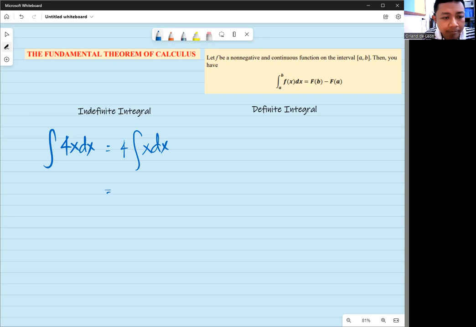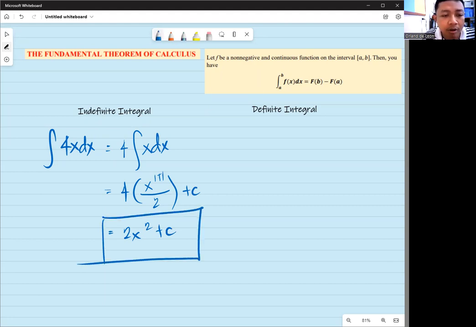This will become 4 times, what will we do with this? Add 1 here. So x raised to 1 plus 1. And then whatever your exponent, copy it in the denominator. I hope you can still remember the process. Then plus c. So we will end up with 4 over 2. So we will have here 2x squared, right? Plus c. Okay. So this is actually an example of indefinite integral.